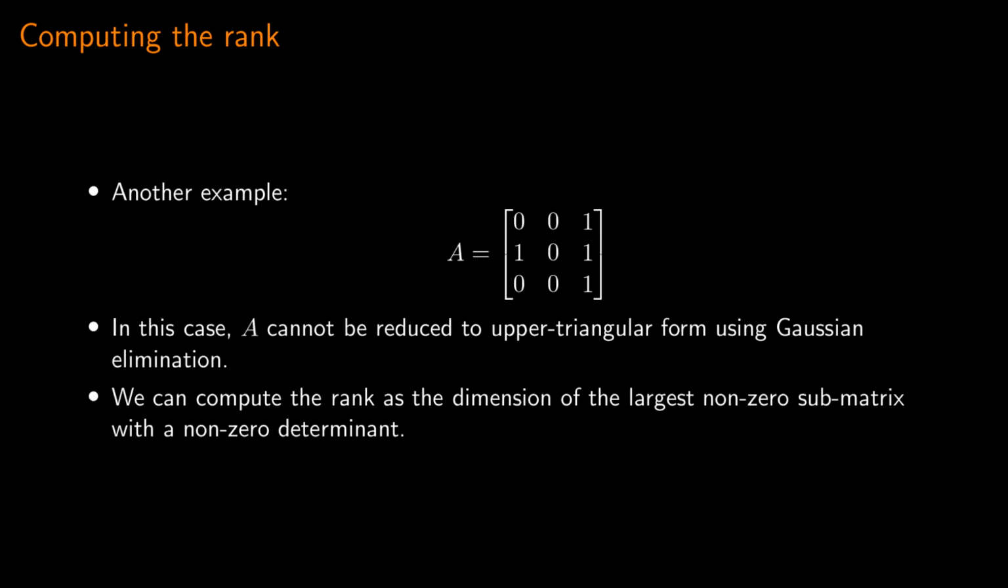But what about the second example that we looked at? Well, if we try to apply Gaussian elimination to this matrix, the process will fail because there is no way that this matrix can be converted into upper triangular or row echelon form. Does that mean that we cannot compute the rank of this matrix? No. There is another way of computing the rank, which is handy for cases such as this, whereby we use the fact that the rank is equal to the dimension of the largest submatrix with a non-zero determinant. Let's have a look at what that actually means.